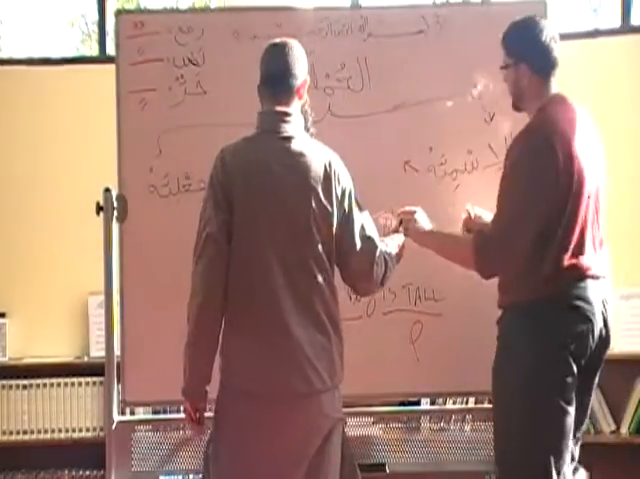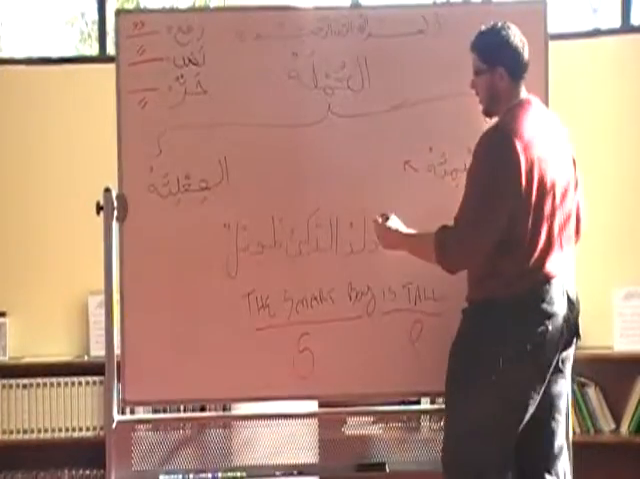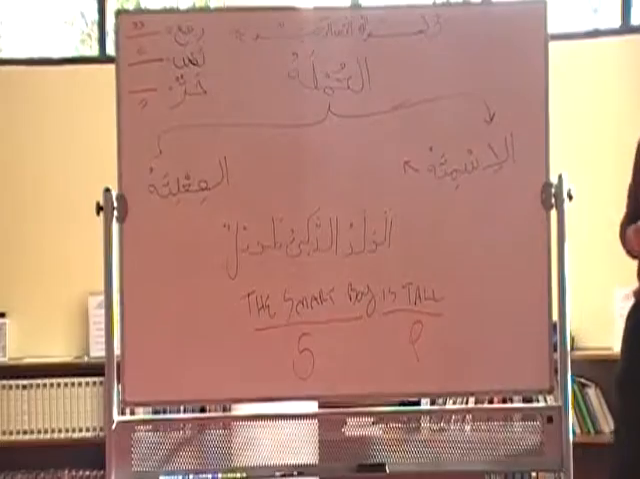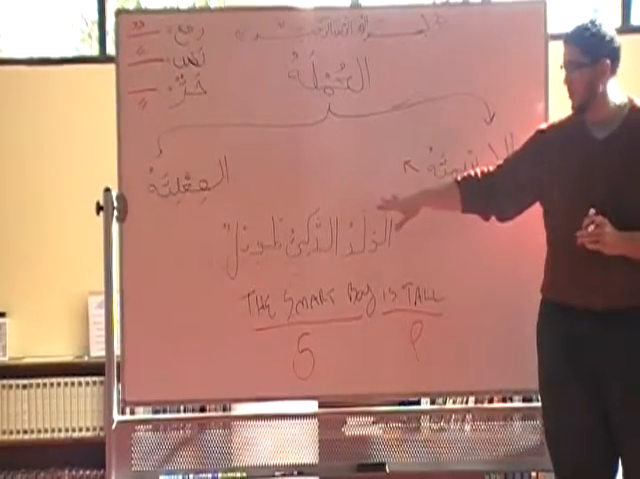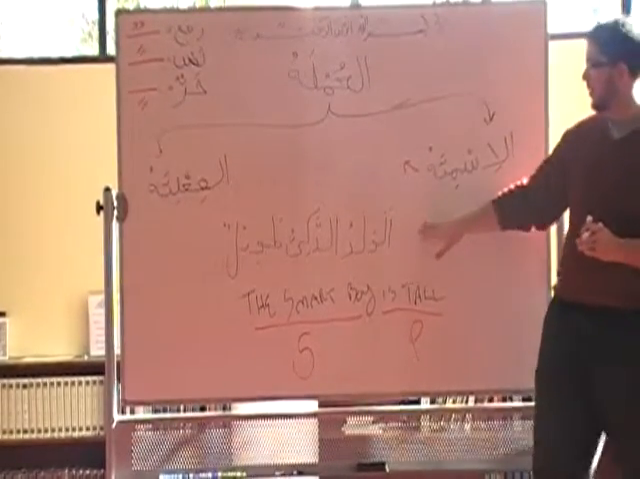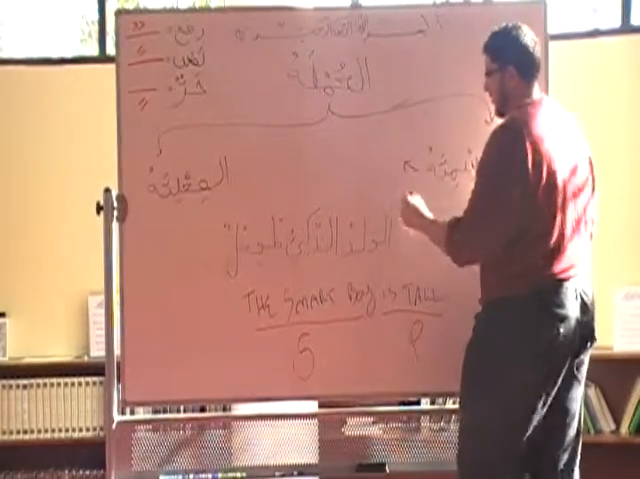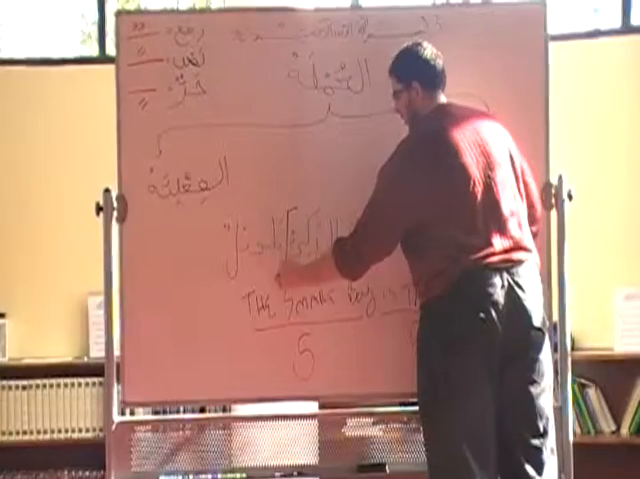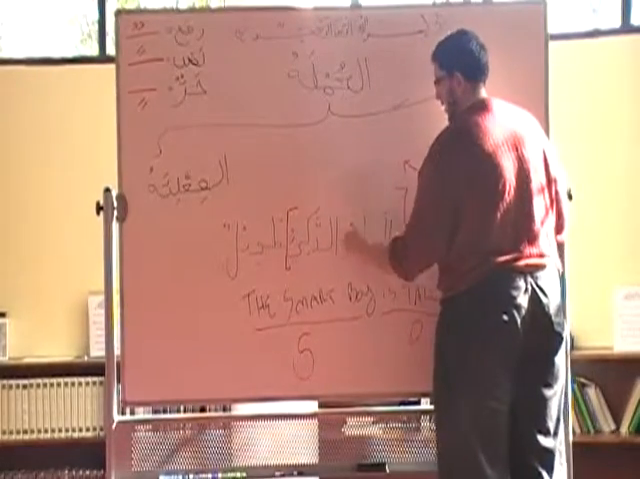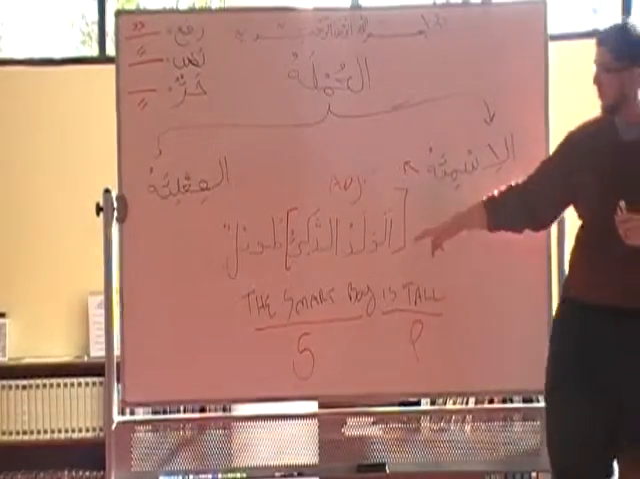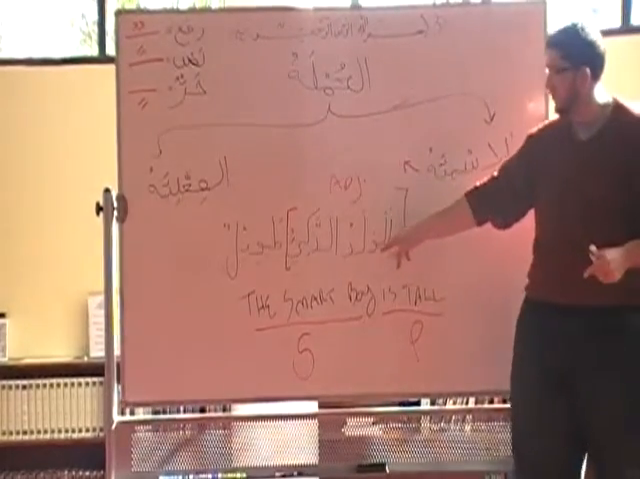Excellent, mashallah. There's a few corrections. This is a hamza wasat, and this has a shadda as well. Excellent. So, al-waladu al-dhakiyu tawilun. Al-waladu al-dhakiyu. Now we have what's called an adjectival compound. Adjective. Okay? And because you learned adjectival compounds before, al-waladu al-dhakiyu.